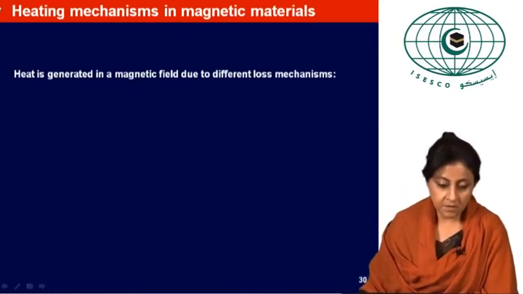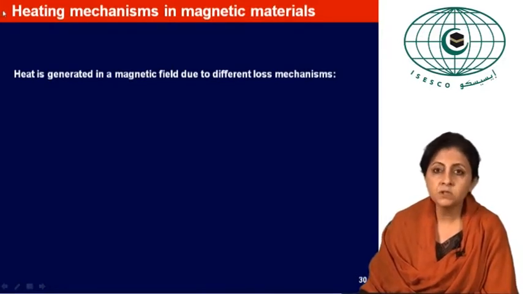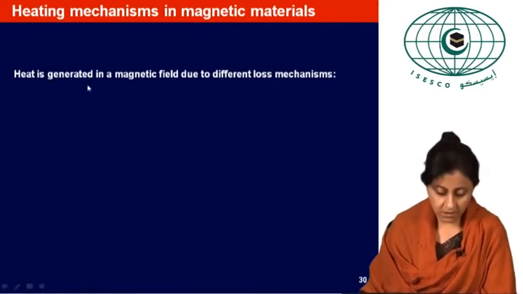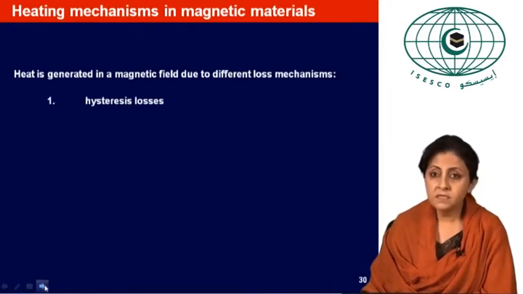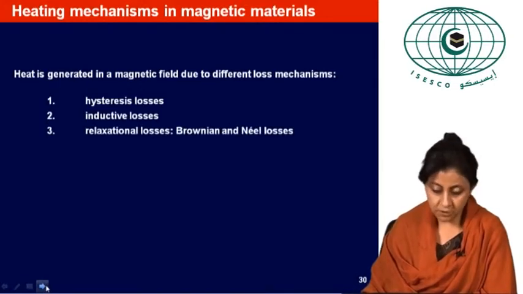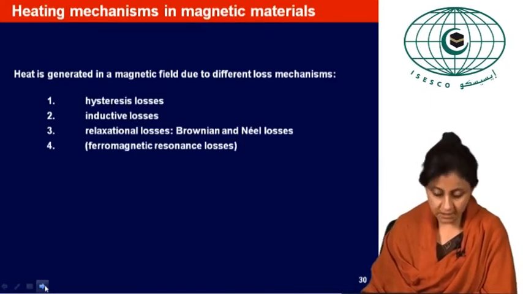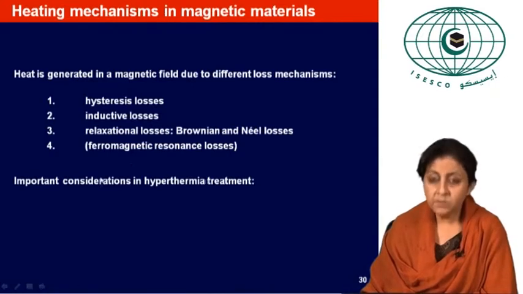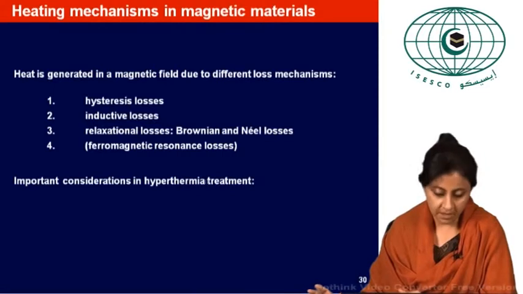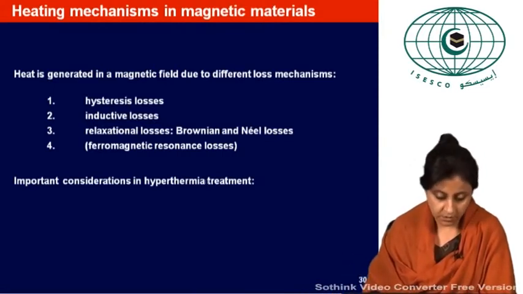So in order to understand hyperthermia and the modalities of hyperthermia, we need to look at heating mechanisms in magnetic materials. Heat is generated in an AC magnetic field due to different loss mechanisms. One is hysteresis losses, inductive losses, relaxational losses, which can be subdivided into Brownian and Néel losses, and ferromagnetic resonance losses. I've put the last in brackets because these occur at gigahertz frequency ranges, which are not suitable for biomedical applications because they can cause neuromuscular responses.